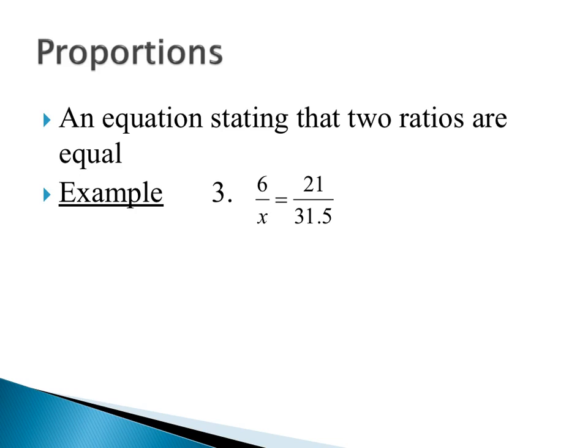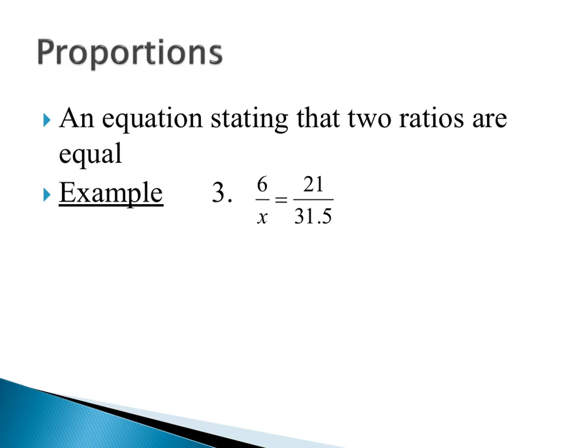Proportions. Proportions are equations stating that two ratios are equal. A proportion is an equation stating that two ratios are equal. And here's our first example, number 3. You can see here is a ratio, 6 over x, and here is a ratio, 21 over 31.5. There is an equal sign between them. So proportions are equations. They have to have an equal sign in them.